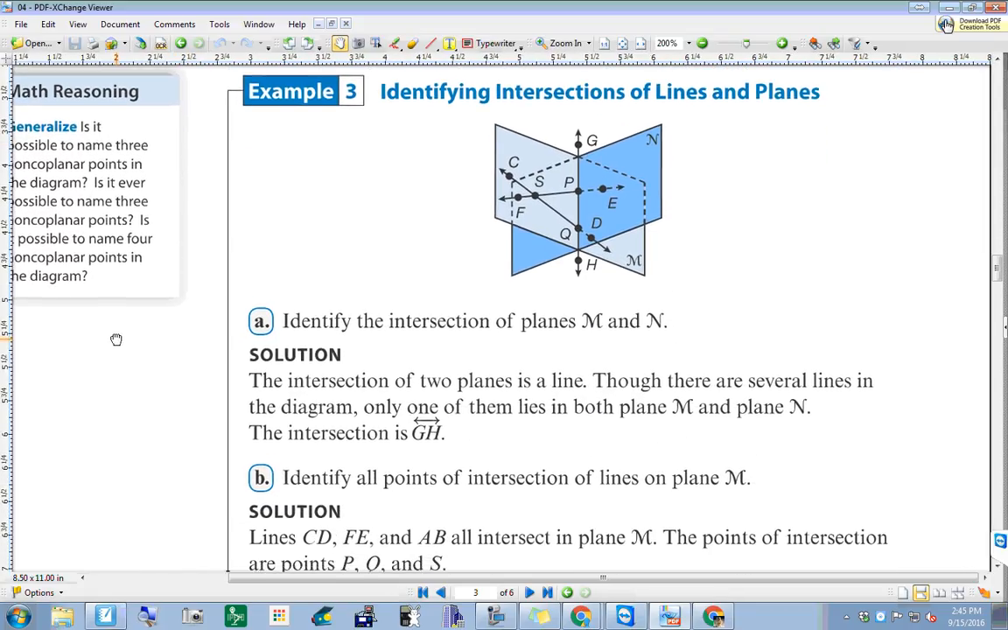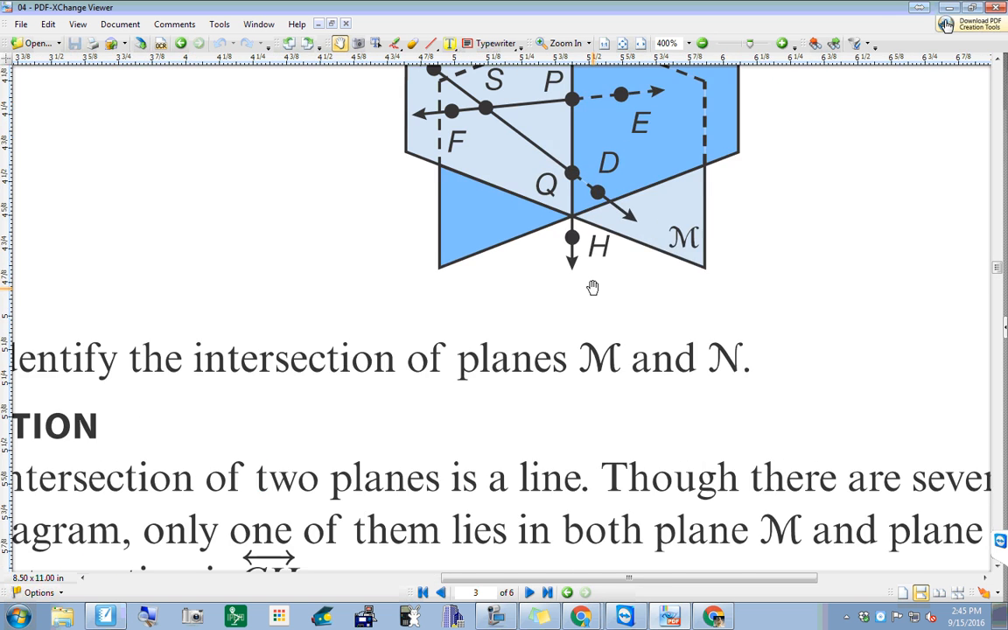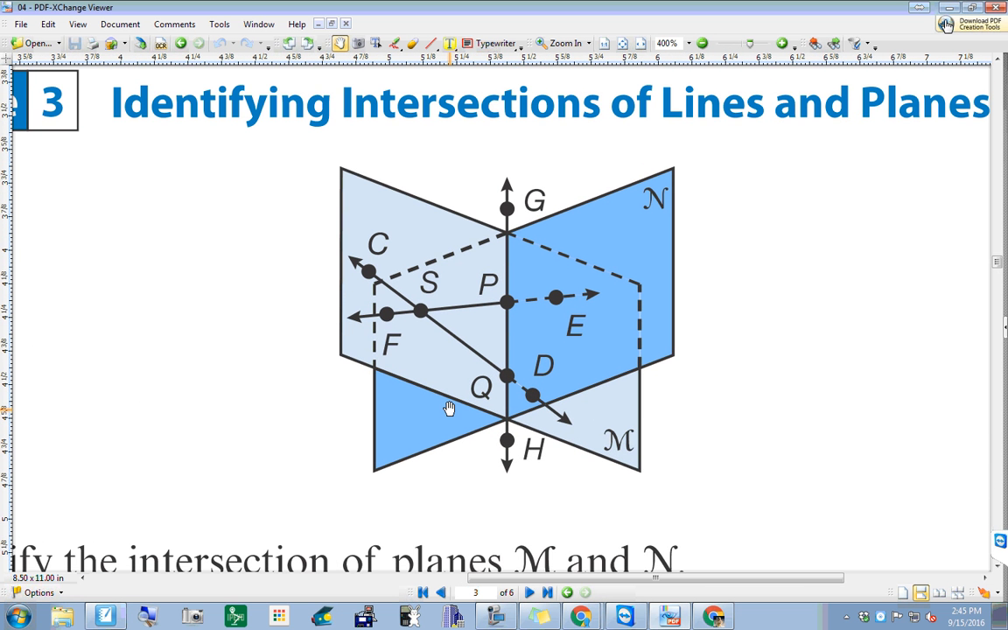Okay. So, where do planes M and N intersect? Make it a little bigger if you like. Where do they intersect? Line GH, could I say line GP? Well, why not? P's right there and G's right there. They're on the same line, right? Huh? They're not?